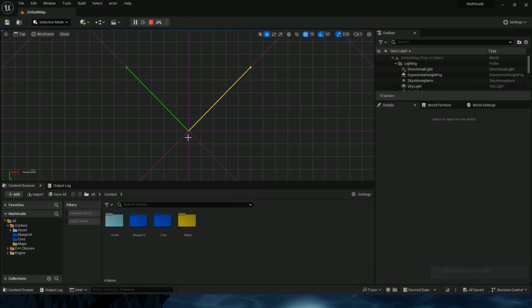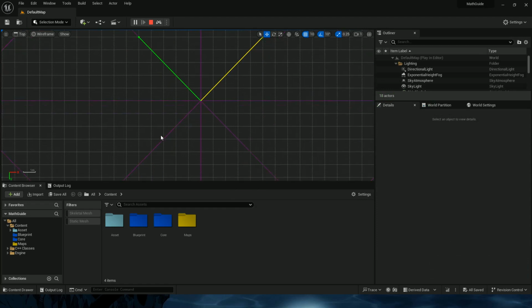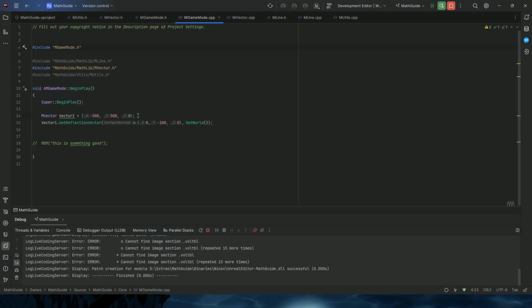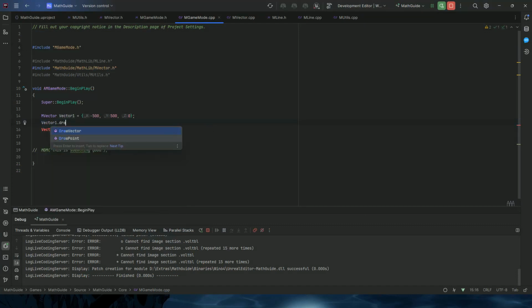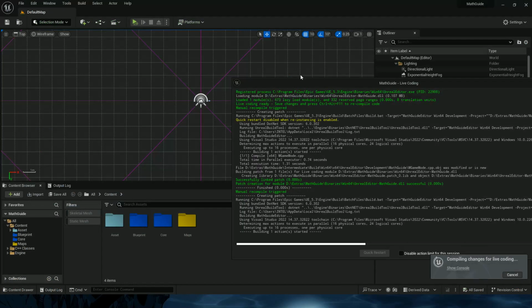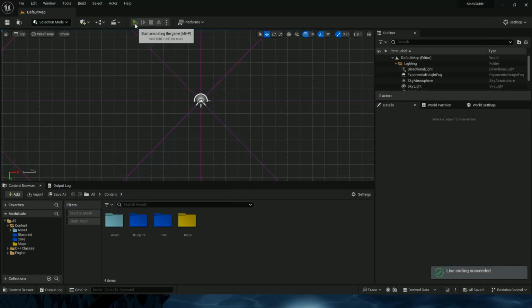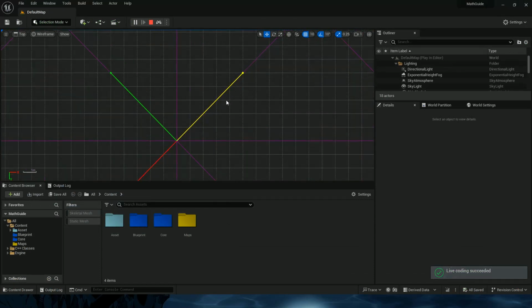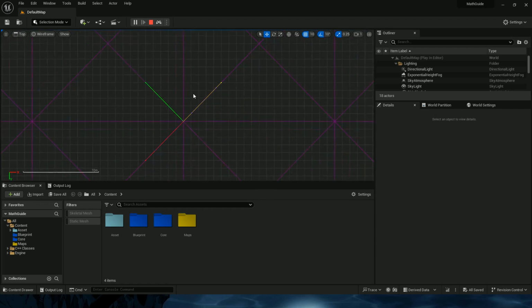So this is the opposite vector. This was the original vector. Let me draw the original vector also, so we'll have less confusion. So vector1 dot draw vector get world. Okay, compile, play. This is the actual vector. Yellow is the opposite vector. When it is rotating towards the normal, this is the rotating vector. This is the reflection vector. So this is perfectly fine.